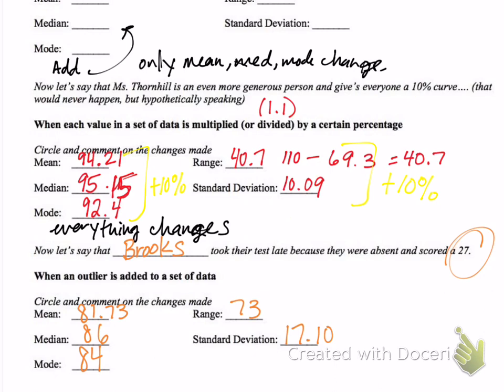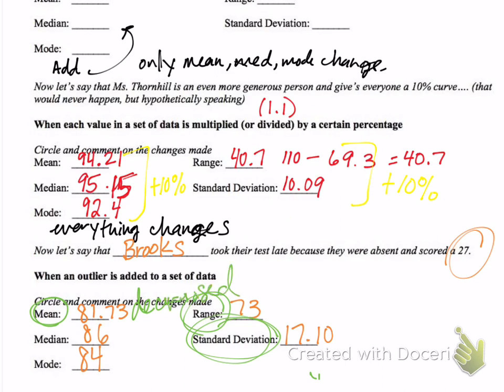So most predominantly what changed was my mean, my range, and my standard deviation. My median changed a little bit, but that's only because I added in one data point. So my median didn't change significantly, so I do not count that. So my mean decreased, and then my range and my standard deviation increased.